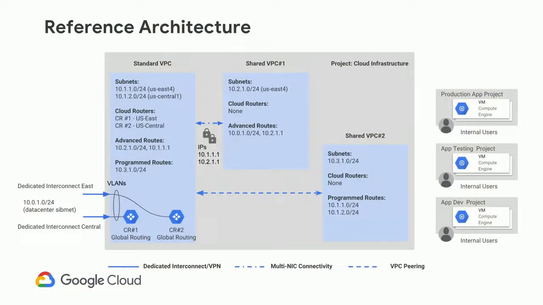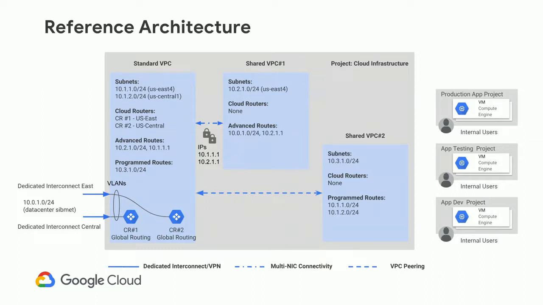Okay, so I'm going to take you through our reference architecture now. This sort of shows how all this works together. So what I've created here is 3 VPCs. I have a standard VPC on the left, a shared VPC in the top middle, and another shared VPC in the lower right. And then I've put subnets in there that you can see. So 10.1 is in the standard VPC, 10.0 is actually coming from an on-prem environment, 10.2 is on the shared VPC in the middle, and 10.3 is in the shared VPC down the lower right-hand corner.